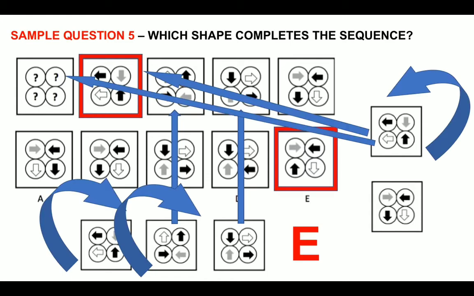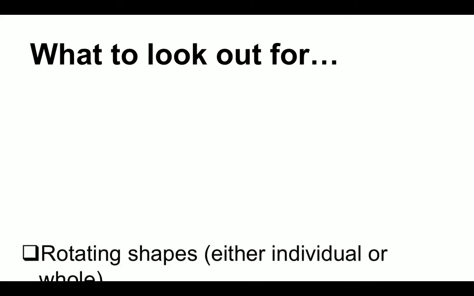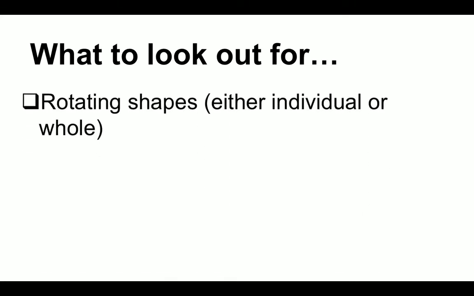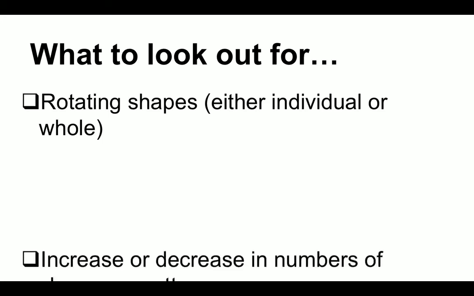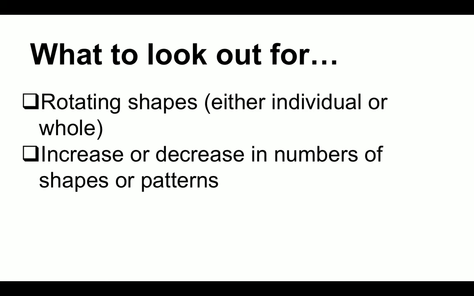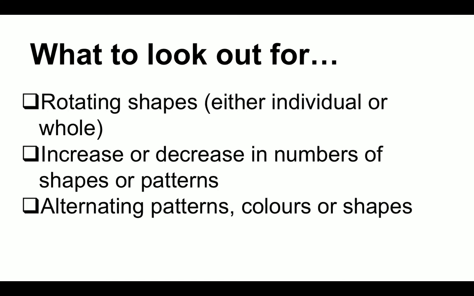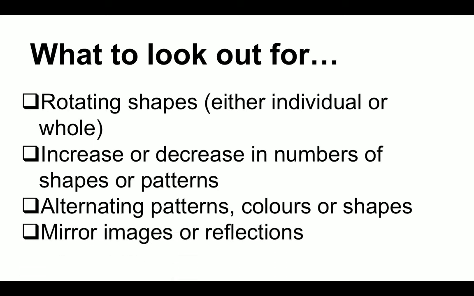Now, obviously, upon first inspection, it looks really tricky, and most people won't be able to answer that. But if you know what to look for in these kind of questions, it becomes relatively straightforward. And this is what to look out for. So take a note of these. Rotating shapes, either individual shapes or as a whole. Now, in that last question, it was the entire shape that was rotating. Increases or decreases in the numbers of shapes or patterns. And also alternating patterns, colours or shapes. And also mirror images or reflections. So where the patterns alternate, the colours change from black to white, or whatever it is. But those are the 4 things, the key things to look out for.